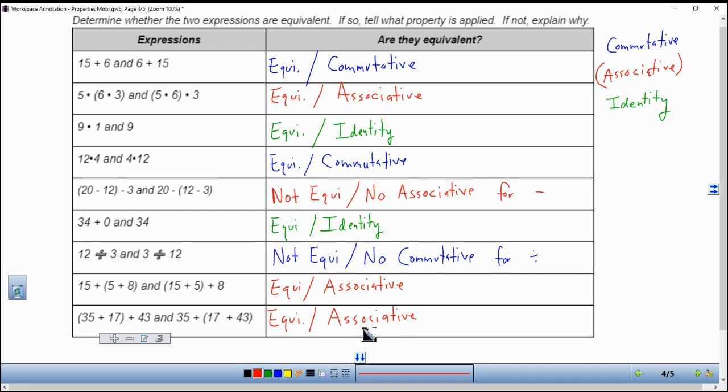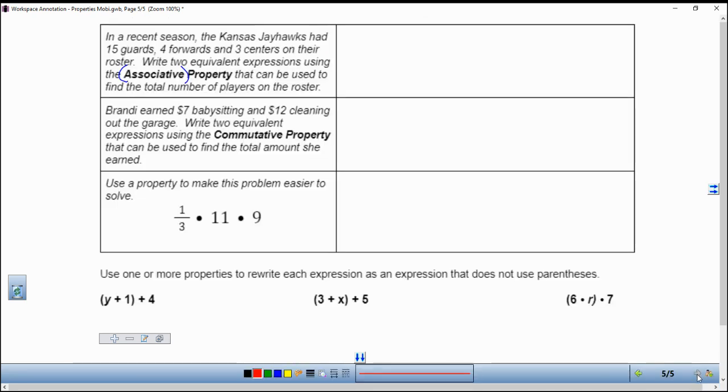All right. So now that we have a better sense maybe of the properties, we're going to take a look at how maybe we can use them to write expressions. So we look farther down the page. It says in a recent season, the Kansas Jayhawks had 15 guards, 4 forwards, and 3 centers on their roster. Write 2 equivalent expressions using the associative property that can be used to find the total number of players on the team. Well, when we think associative property, we're thinking groups because association means a group. So we're probably thinking we need to use parentheses here.